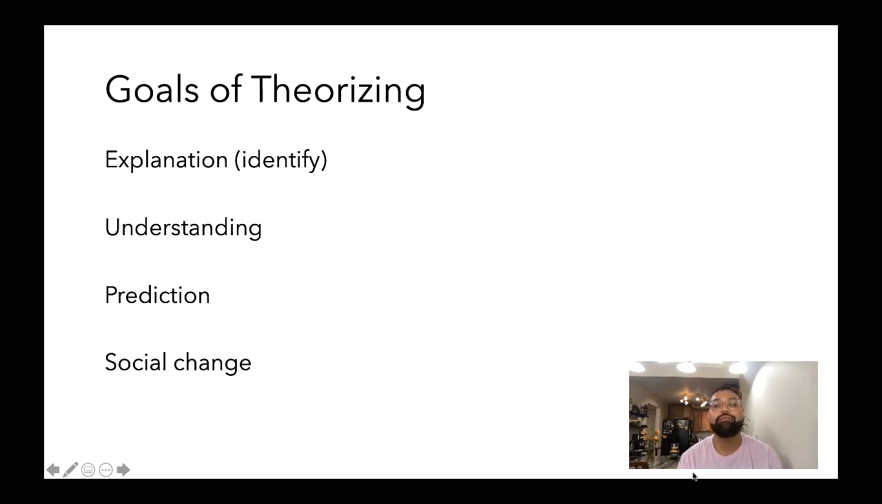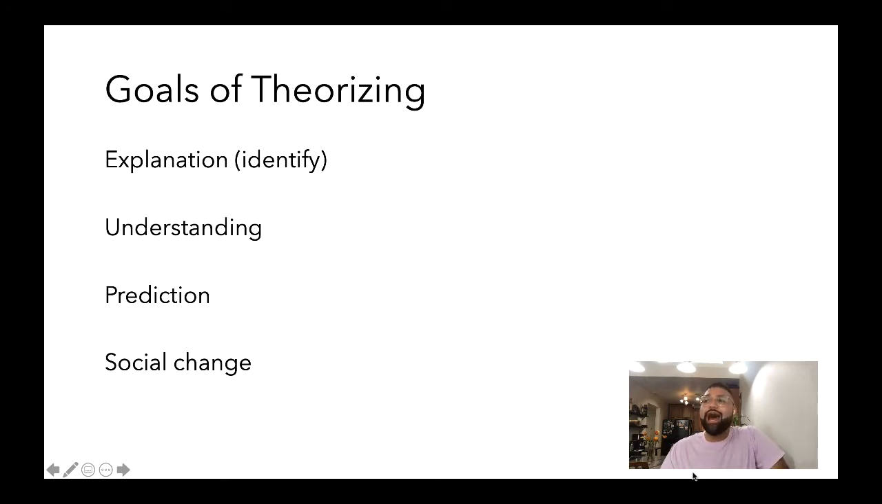We can build social change. We can now implement policy. We can work with congressional leaders. We can work with behavioral medical practitioners. We can work with technology developers, people who make these products, and say, you know what? Let's start tweaking the way that your product is being used. Why don't we change this in the product so we can stop this adverse behavior? Those are the goals of theorizing.